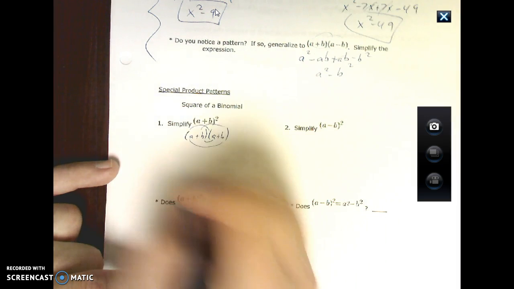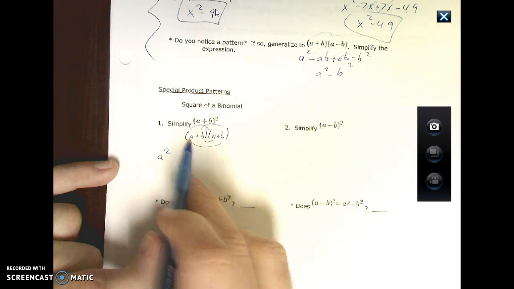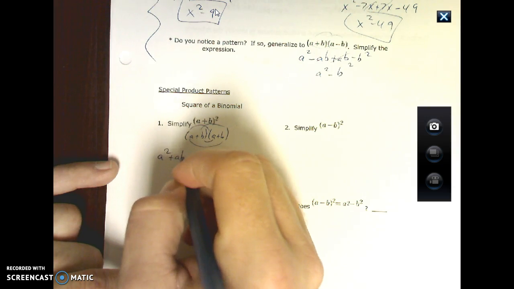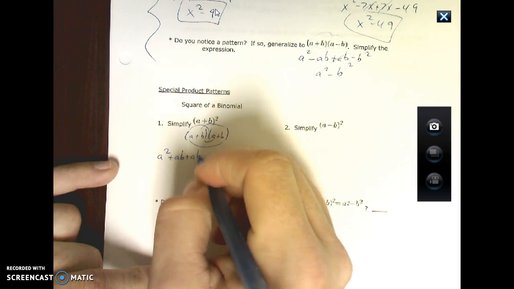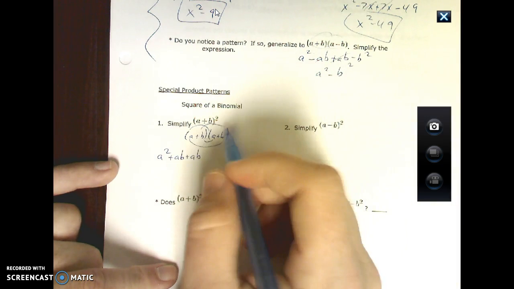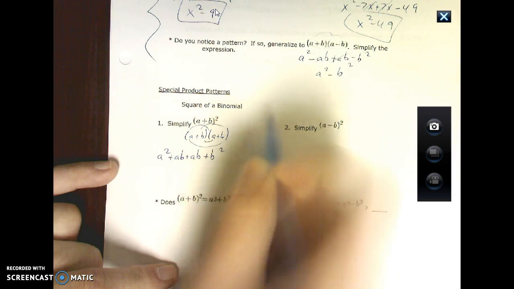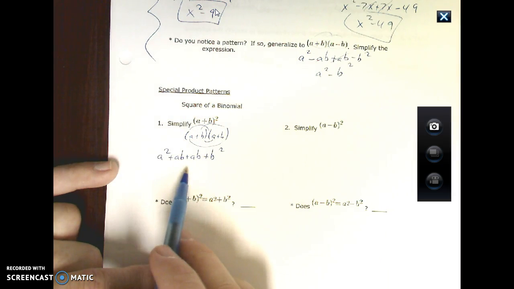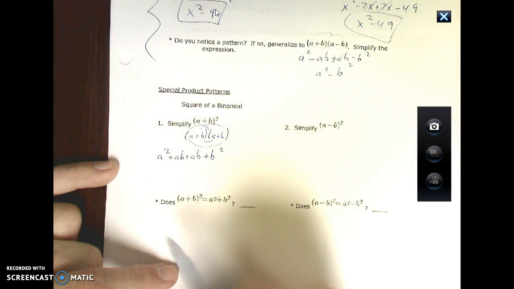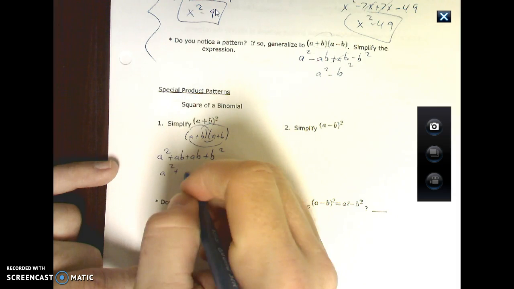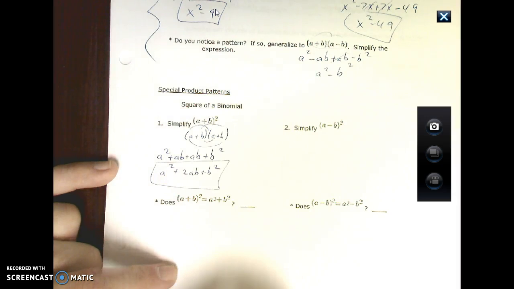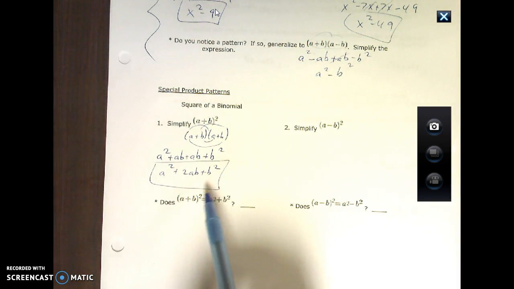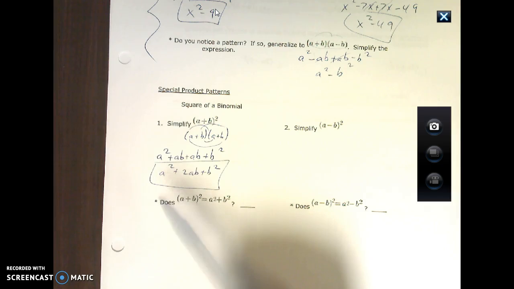a times a is a squared. a times b is ab. b times a is still ab. Multiplication is commutative, so I can flip it around. b times b is b squared. How many ab's do I have? Two of them. So, a squared plus 2ab plus b squared. There is my special pattern. This is pretty neat, okay?